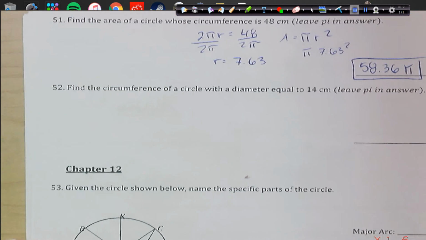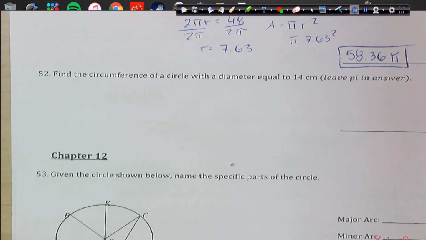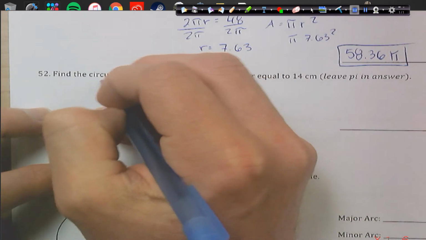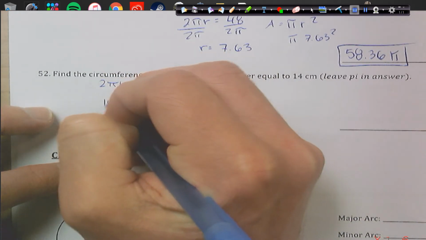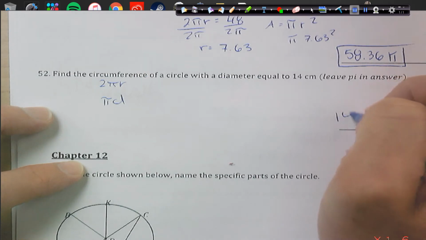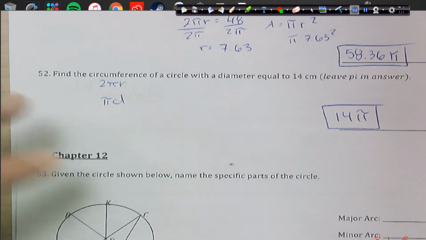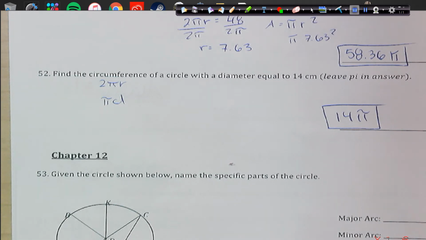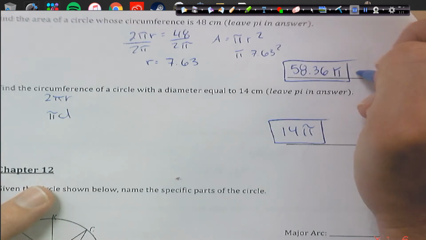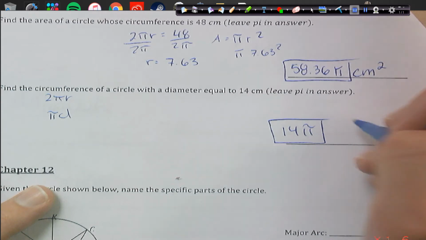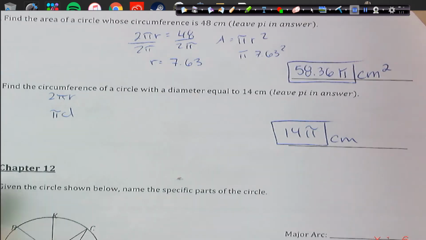All right, find the circumference of a circle with a diameter equal to 14. Well, circumference could be 2 pi r, or it could be just pi d, so the answer is just 14 pi. Okay, I apologize. The previous answer would be square centimeters, and this would just be standard centimeters.